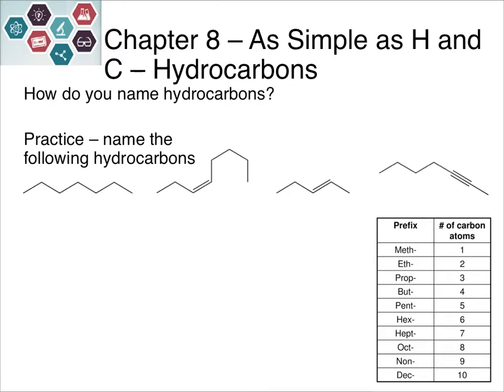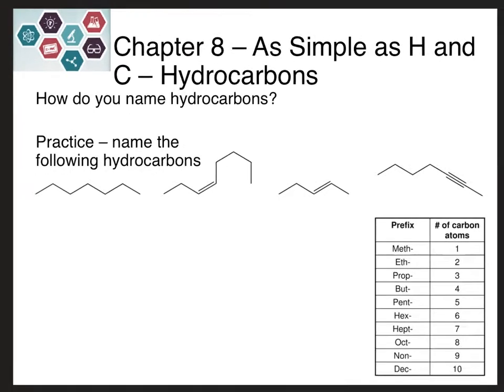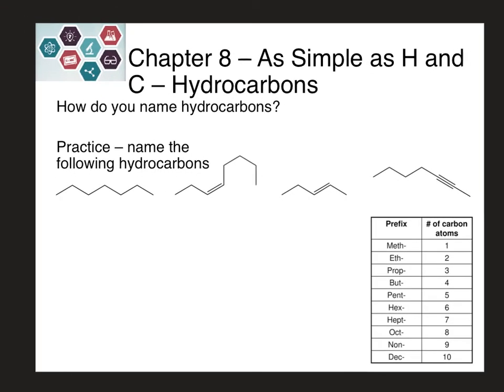So here's a couple examples. This first example, we have an alkane. Everything is single bonds. If we count our carbons, we have 1, 2, 3, 4, 5, 6, 7. If we look at our prefixes, the prefix for 7 is hept. Because everything is single bonds, it's going to end in ane. So the name for this is heptane.